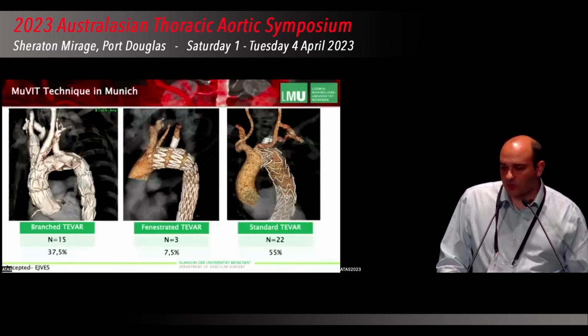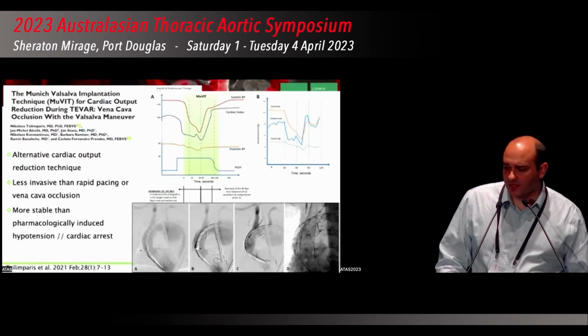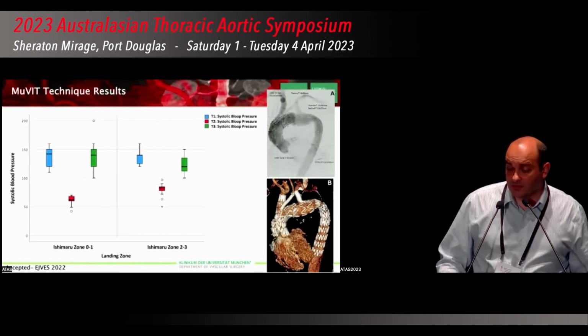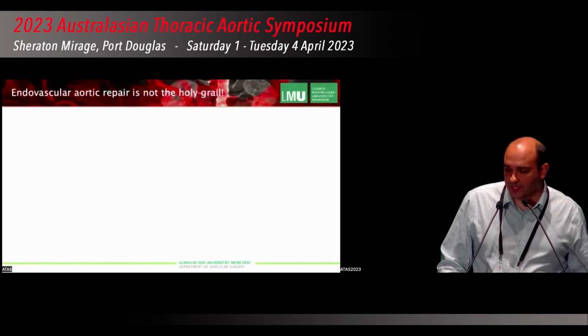We increase therefore the intrathoracic pressure that reduces the backflow into the right heart, and therefore also the cardiac outflow. And with this, we can very nicely implant these grafts. We have done more than 40 right now with very nice reduction in systolic pressure in all of our cases.